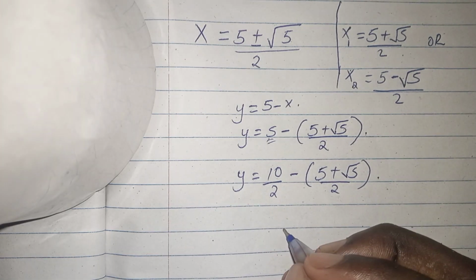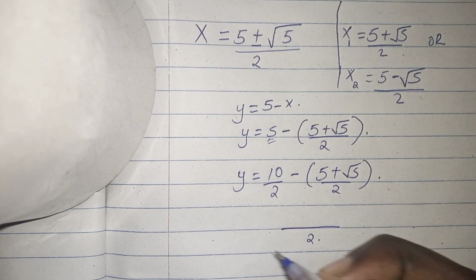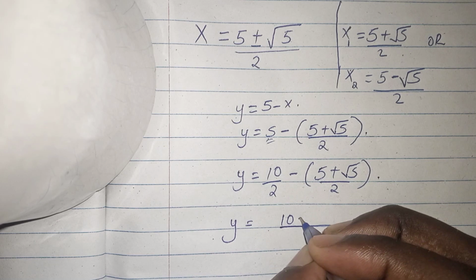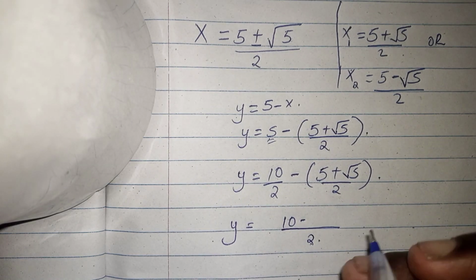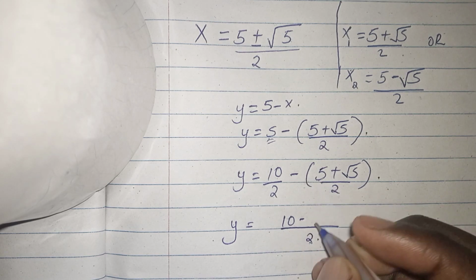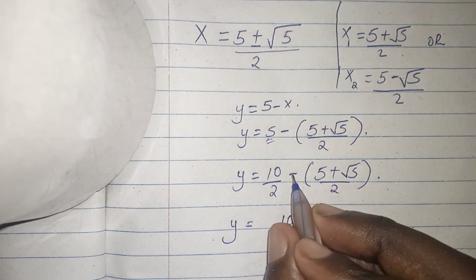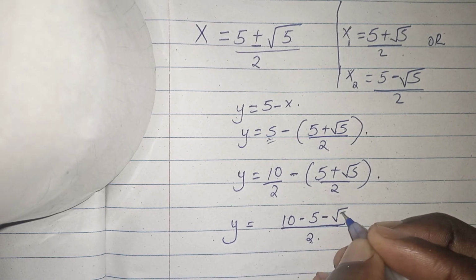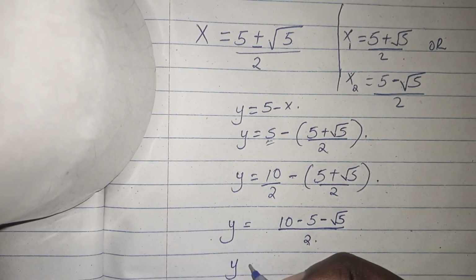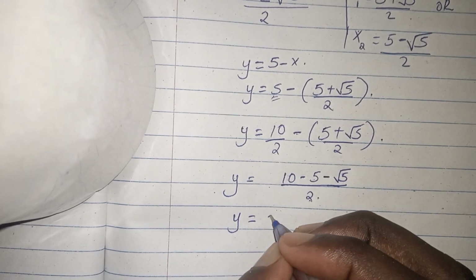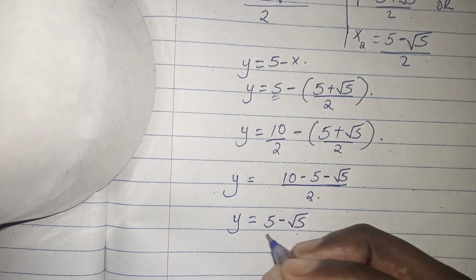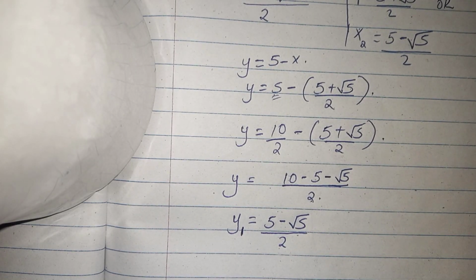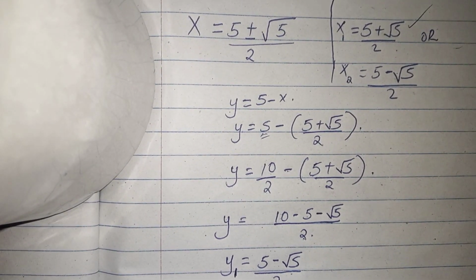So let us look for the LCM, which is 2. So y is equal to, 2 into 2, this is 1. 1 times 10, it's 10. Minus, we have 2 into 2 is 1. Then we shall have 1 times 5, this is 5. Then we have this times this is negative, then this will be negative square root 5, right? So y is equal to 10 minus 5, this is 5 minus root 5 over 2. So this is the first value of y. So when our x is this, our y is this.